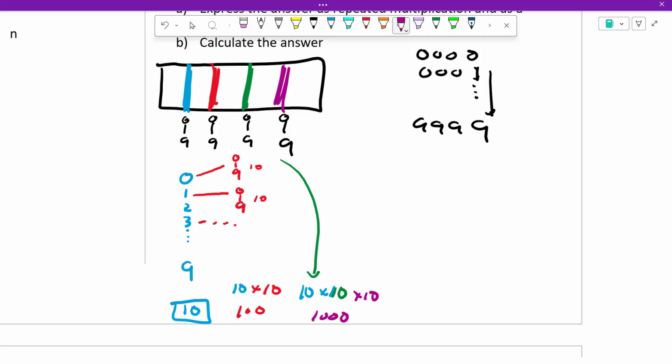All right? Okay. Or we can say this is 10 cubed. We can say this is 10 squared. Or we can say this is 10 to the exponent 1. Right? So if you have 4 dials, it will be 10 to the exponent 4, which would give us our 10,000 combinations. Okay.